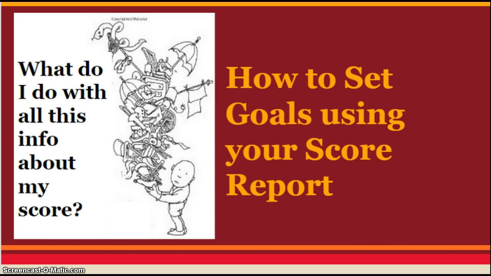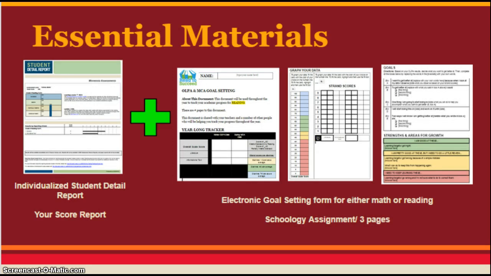Now, let's get down to goal setting and talk about how to set goals using your student detail report, or essentially your score report. And what are you going to do with all this information about your score? Before we begin, we'll need some essential materials. You already have your student detail score report. You'll also need an electronic copy of the goal setting form for reading. Some of you may already have a copy of this provided to you in your Google Drive. Others of you will need to make a copy from the assignment in your Reader's Workshop Schoology course.